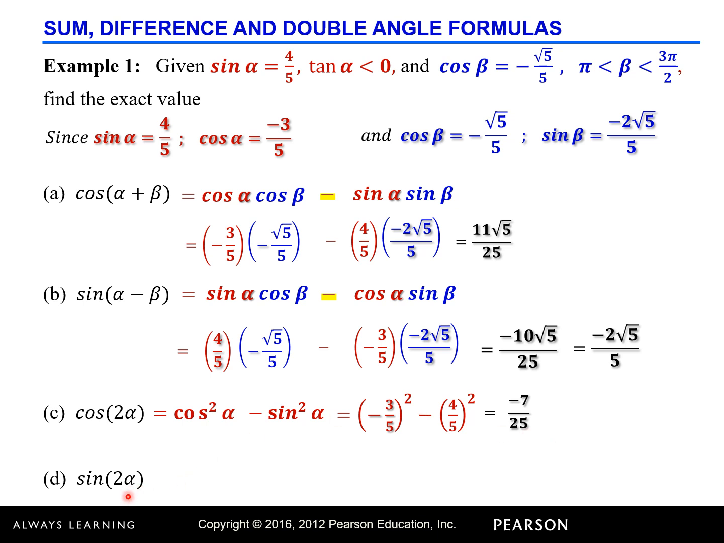Then the last one is the double angle for sine, which is the product of 2, sine alpha and cosine alpha. Then substitute the values again. Then multiply all together. Then the answer is negative 24 over 25.